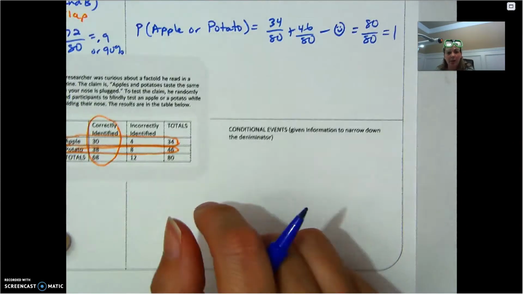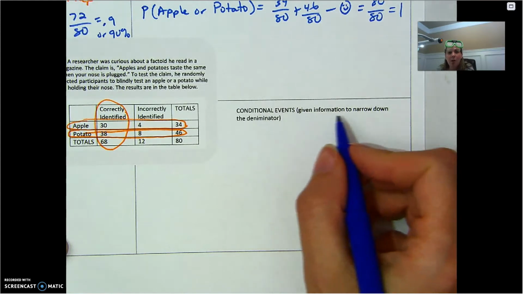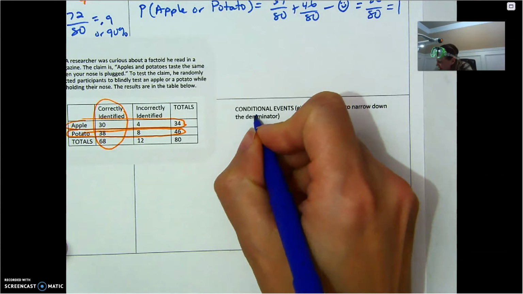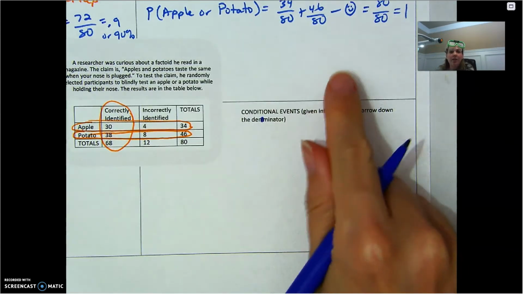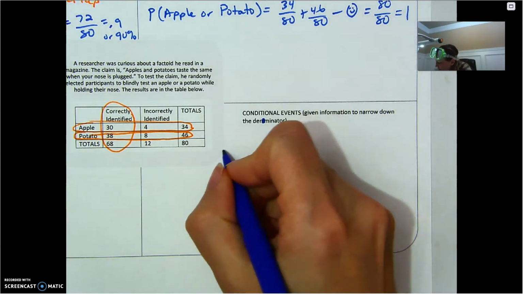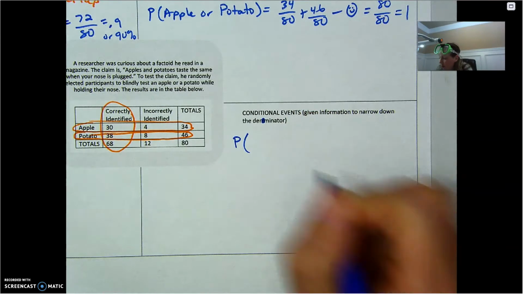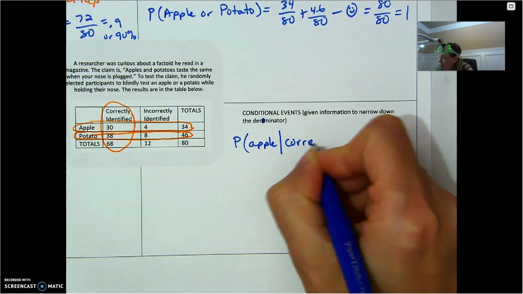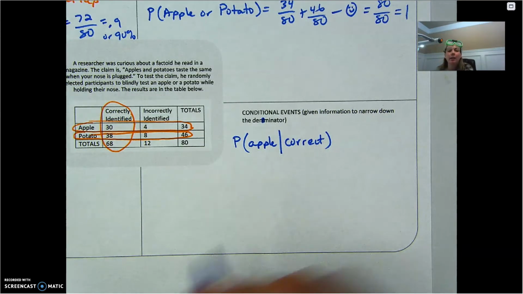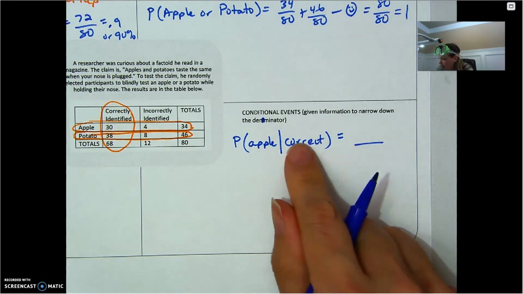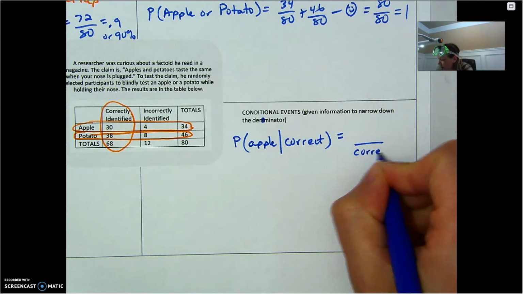All right, and then the last thing we saw before spring break was conditional. Conditional probability, that's when you narrow down the denominator. Instead of being out of 80, this grand total, we're going to narrow it down. So for example, what is the probability of eating an apple given you correctly identified what you're eating? Okay, so after the slash bar, that's your denominator, right? We want the correct down here in the denominator.